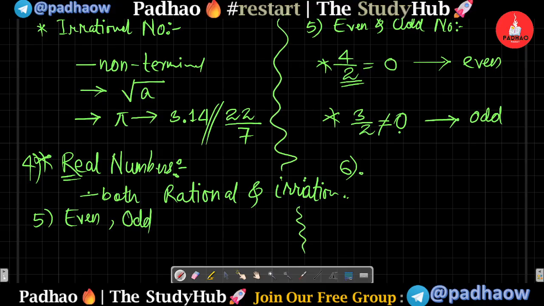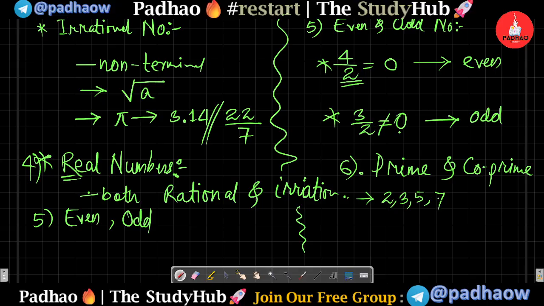The number 6. Okay, let me just think. Yeah, we can have prime numbers, or we can have prime and co-prime numbers. Prime numbers like 2, 3, 5, 7. I'm giving you an example, but let us see what these prime numbers are. Prime numbers are those numbers which can only be divisible by 1 or itself.